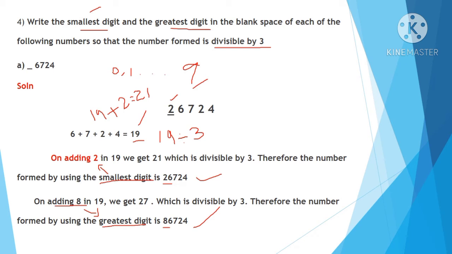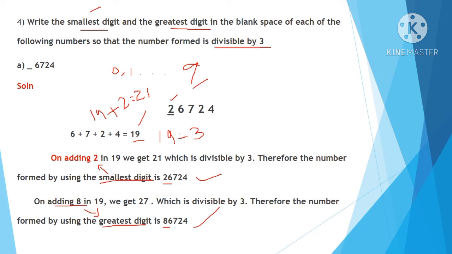Now what is the first example? The first number has a missing digit, a dash. The given number is 6724. First they have given one dash, and now we want to fill there. First you fill the smallest number and second you fill the greatest number. First you add the digits: 6 plus 7 plus 2 plus 4. Add it, and you get the answer 19.